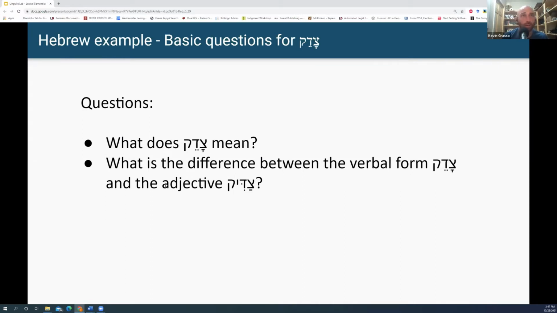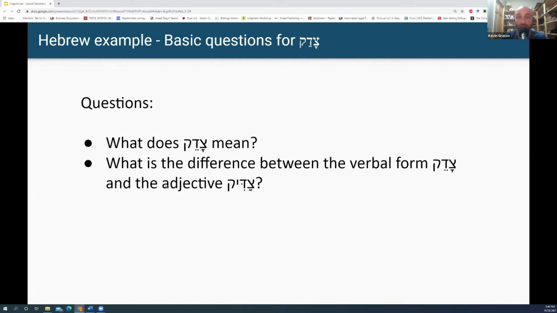So what does tzadek? Those of you that don't do Hebrew, this is the verb for righteous or just, innocent. I don't know however you want to translate it. I have translated it innocent, and I'll tell you why in a second. So the first question is, what in the world does this thing mean? The second is, what is the difference between the verbal form tzadek and the adjective tzaddik?